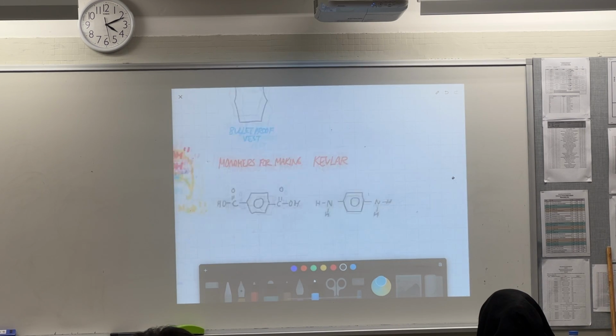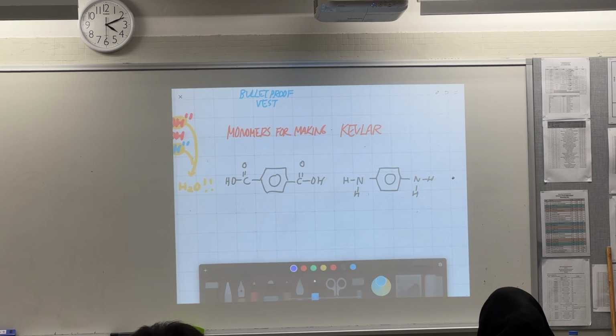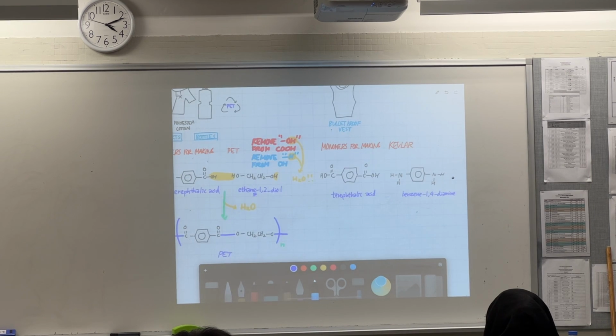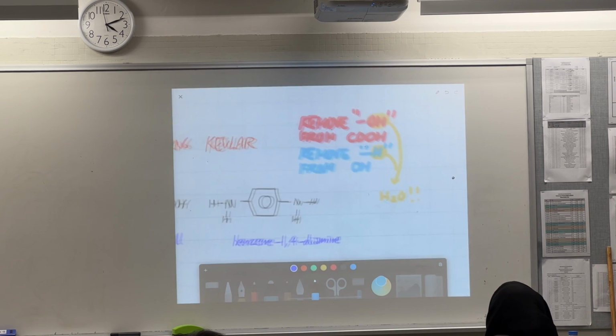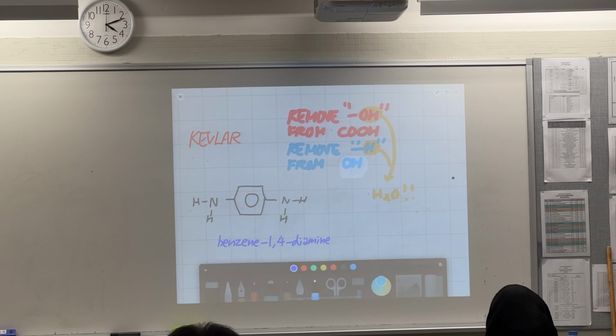This is a polyamide. So we have benzene 1,4-dicarboxylic acid, or terephthalic acid again. And on the right, we have benzene 1,4-diamine. You don't need to worry about the name. What you need to worry about is the structure. Can you draw me the structure of the polymer, of what happens when we condense it? You can copy over this rule here. We just have to change one word in here: change the OH into NH2.